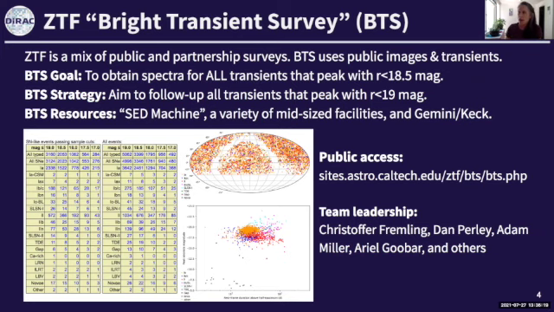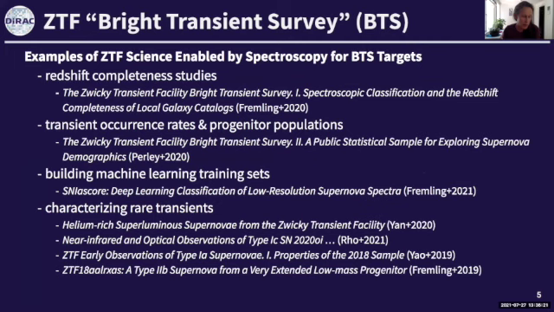So for the BTS, why would you want to do this? Why do you want to build a spectroscopically complete data set of bright things? This is an example of four of the main science areas where you can make significant advances when you do a survey like this.